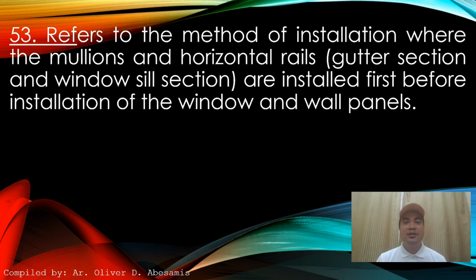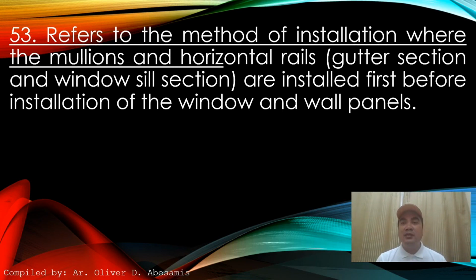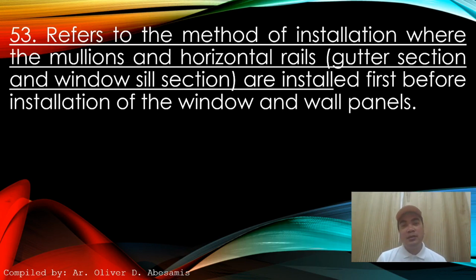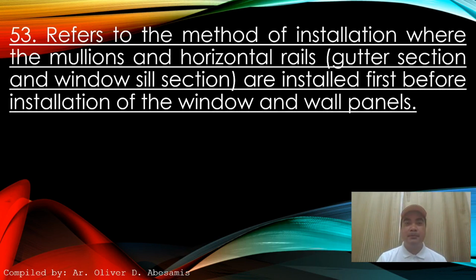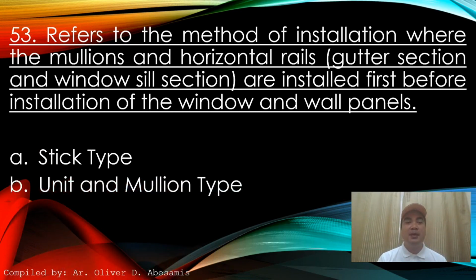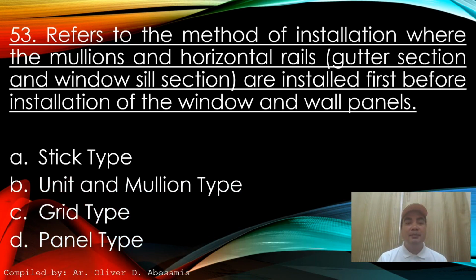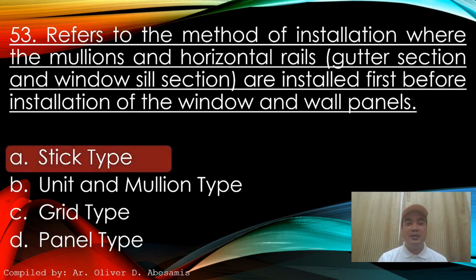Next, this refers to the method of installation where the mullions and horizontal rails, gutter section, and window sill section are installed first before installation of the window and wall panels. A. Stick type. B. Unit and mullion type. C. Grid type. And D. Panel type. Answer? A. Stick type.